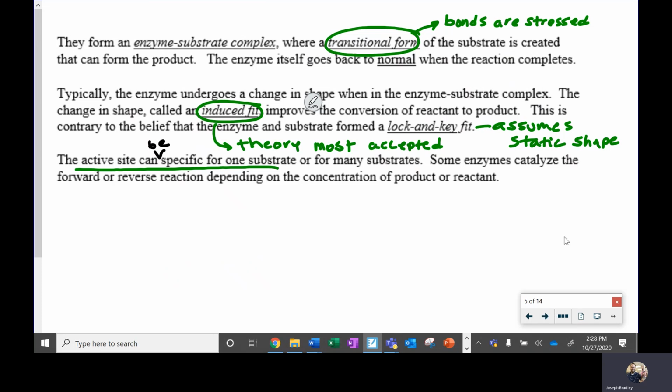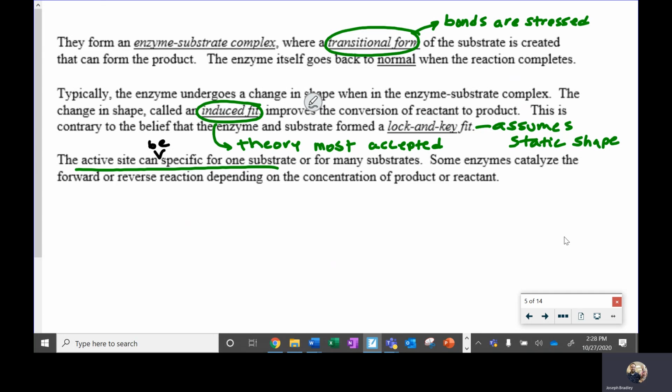What happens is a substrate and an enzyme form a complex, again forming non-covalent interactions. And what that does is it produces a transition state. A transition state is a form of the substrate where the bonds are stressed so that they can form product. The enzyme itself will then go back to normal after the reaction completes.